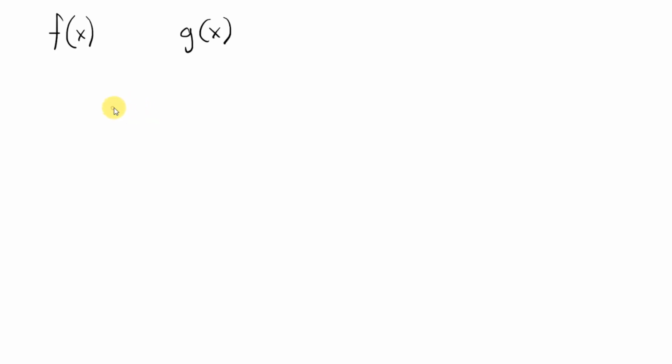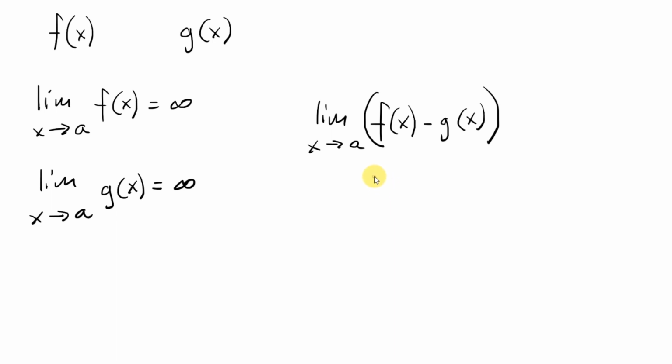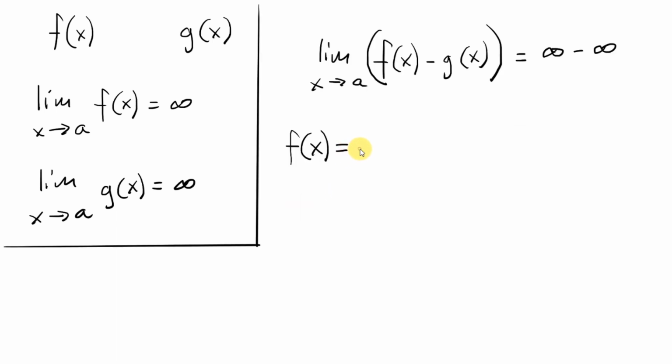Assume that we have two functions, and assume that the limit of the two functions when x goes to a are both equal to infinity. Then we cannot say directly what the limit of this will be, because this will be infinity minus infinity. And what this is depends on exactly how fast these two go to infinity. Let's look at an example of this. Assume, for example, that f of x is equal to x squared and g of x is equal to x. Then we see that f of x and g of x both go to infinity when x goes to infinity.